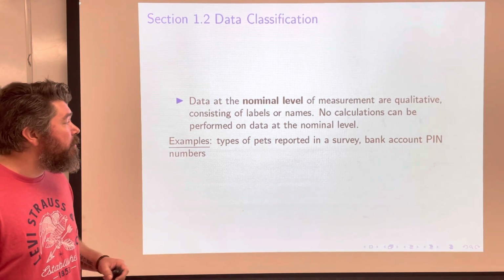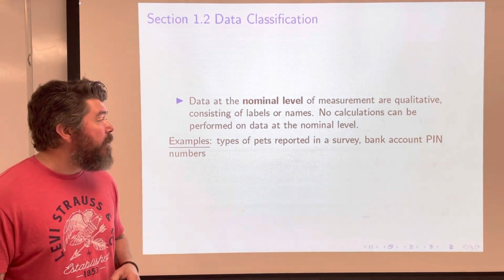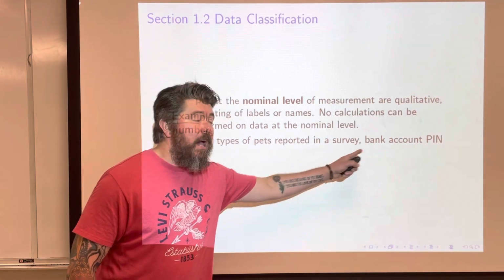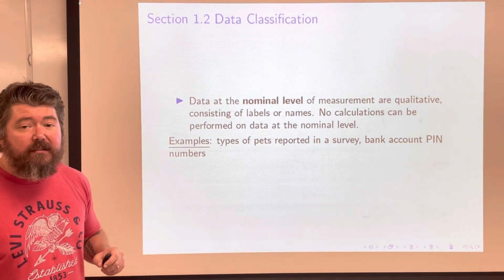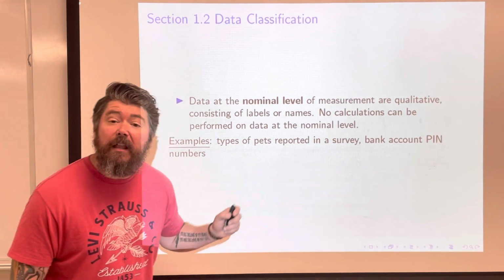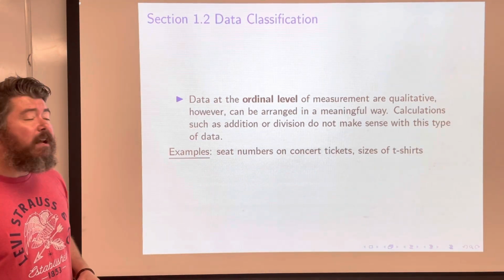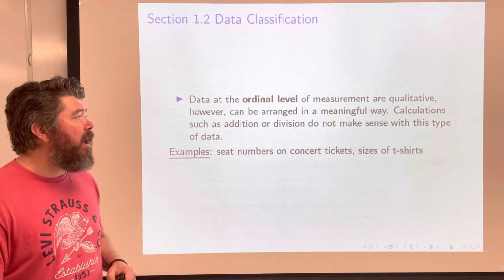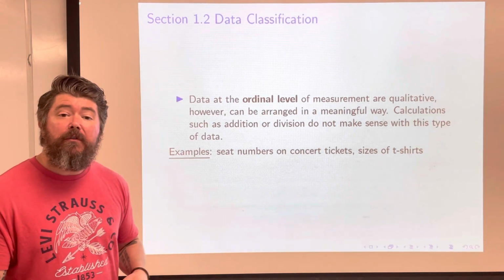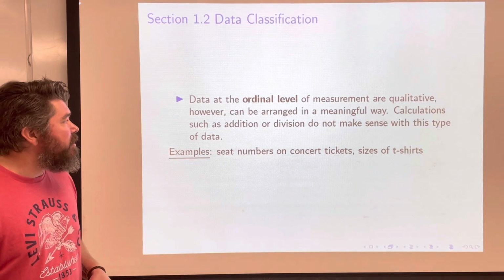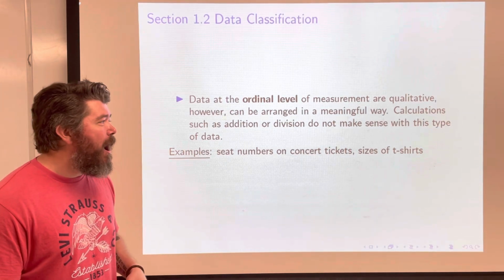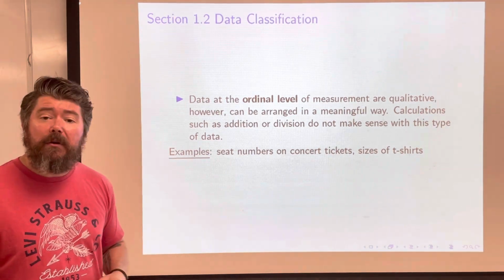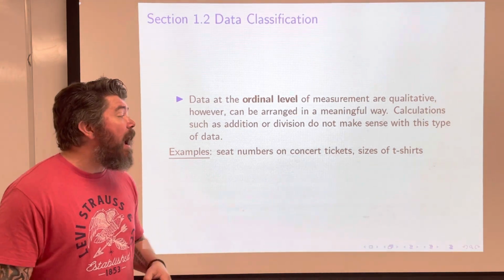Some examples include types of pets reported in a survey or bank account PIN numbers. Again, be careful. Yes, these are numeric, but they are not counts or measurements. They're labels. Data at the ordinal level of measurement are qualitative, however, can be arranged in a meaningful way. Ordinal, think of order. Calculations such as addition or division do not make sense with this type of data. Some examples include seat numbers on concert tickets or sizes of t-shirts.